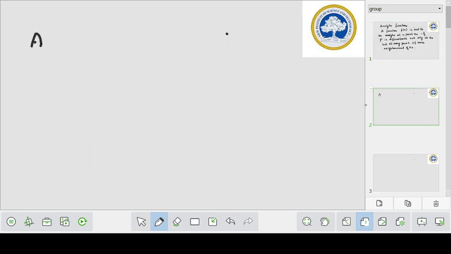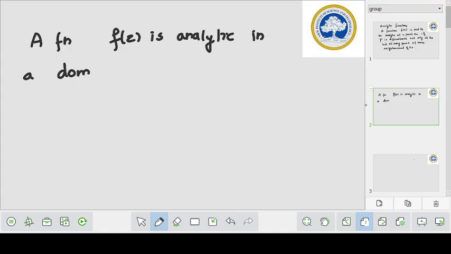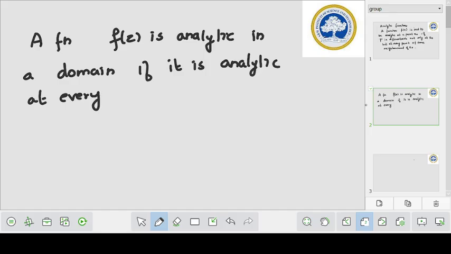So we can say a function f of z is analytic in a domain if it is analytic at every point of the domain. Then only you can say the function f of z is analytic.